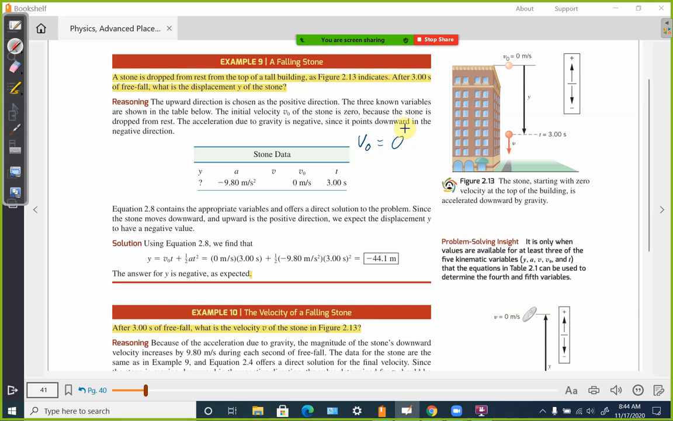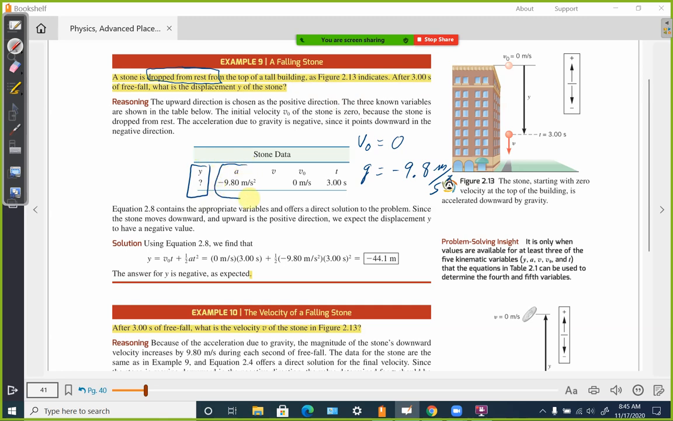They don't tell us, but we know by the statement dropped from rest that v sub 0 is 0. The other thing you're always going to have to think about when we're talking free-falling bodies is that g is negative 9.8 meters per second squared. Most times they're not going to tell you that, but if you're talking about a free-falling body, always know the acceleration is negative 9.8 meters per second squared. At this point, they say after 3 seconds of free fall, what is the displacement of the stone? Obviously, we're looking for y.